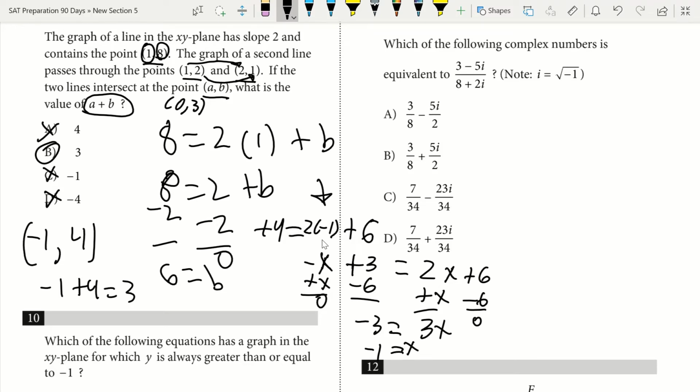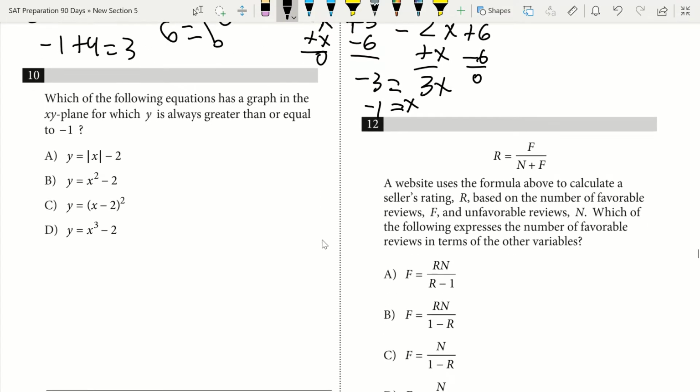All right, moving on to question 10. Question 10. Which of the following equations has a graph in the xy plane for which y is always greater than or equal to negative 1? All right, this means y has to be greater than or equal to negative 1. Let's go ahead and look through our answer choices.